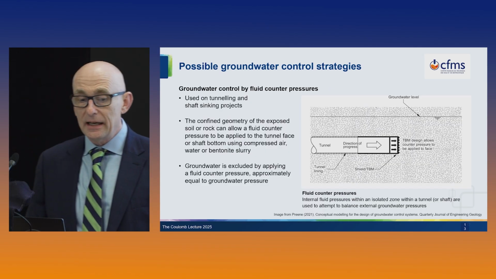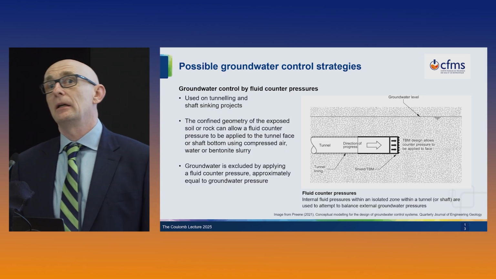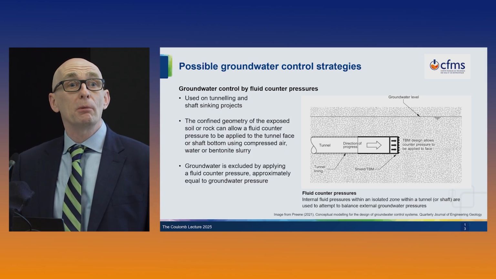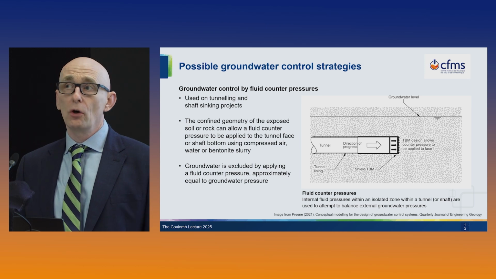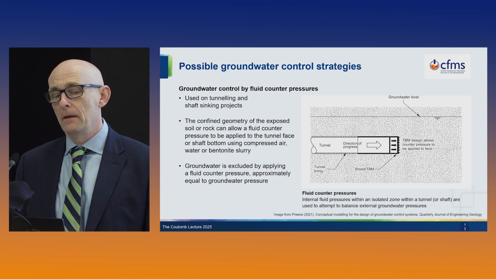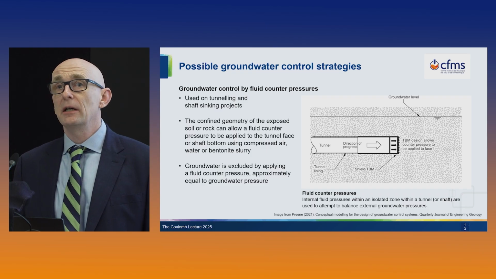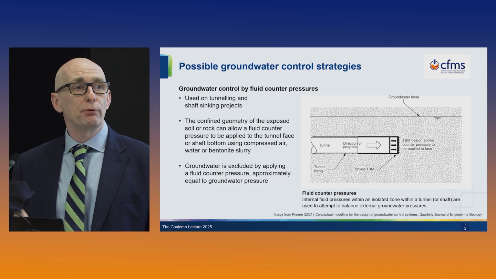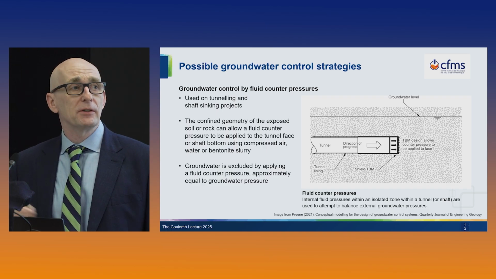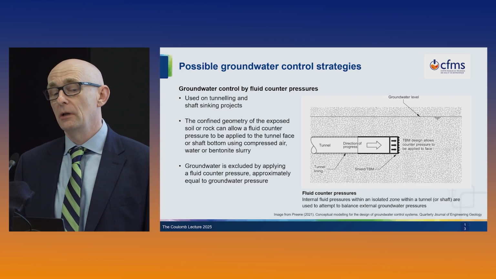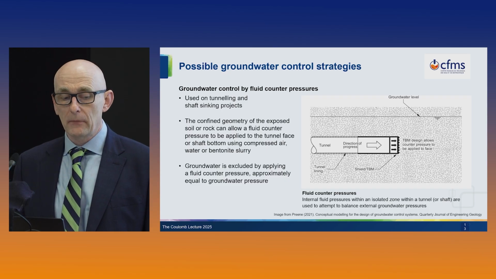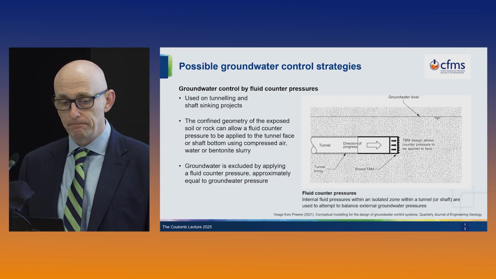The third technique is what we call the fluid counterpressure technique. This is generally relevant to shafts and tunnels, because in those type of projects you only have a small area of soil or rock exposed at any one time, the tunnel face or the shaft bottom. And the concept of this method is that if we can essentially use a fluid to pressurize that restricted zone, then we can use the fluid to counterbalance the groundwater and avoid groundwater ingress. Typically, fluids that can be used to pressurize this are compressed air, water, or bentonite slurry.